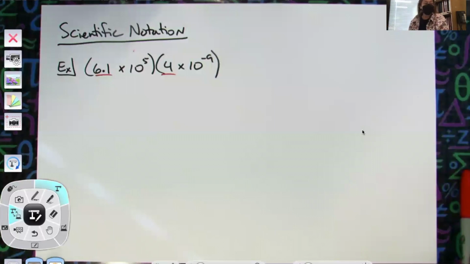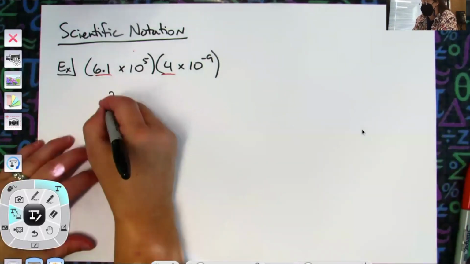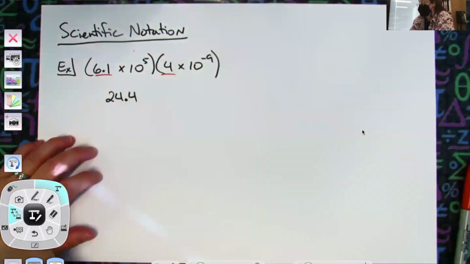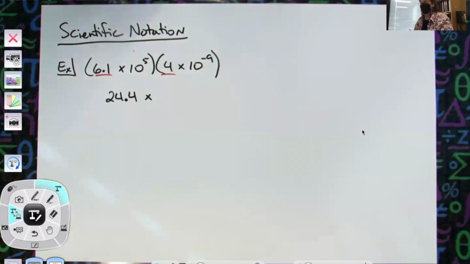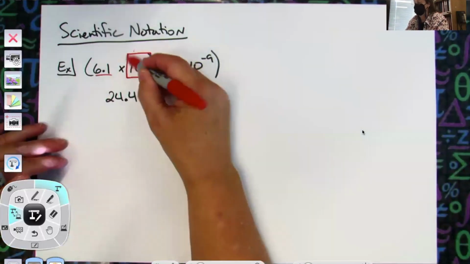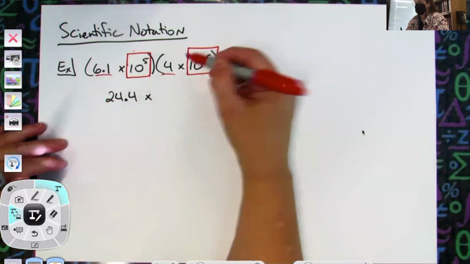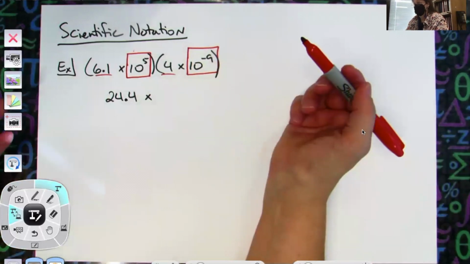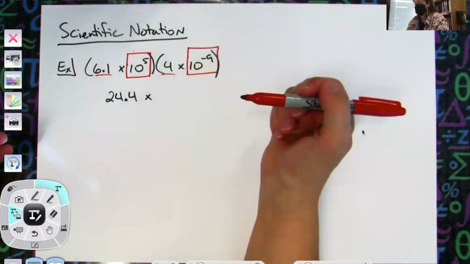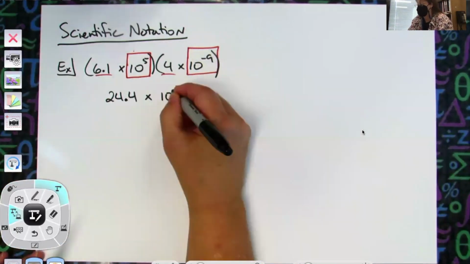6.1 times 4, that's going to be like 24.4. Okay, hopefully we can do that kind of quickly in our head. Now you just learned when multiplying like bases, add the exponents. Well, here I've got a 10 to the 5th. Here I've got a 10 to the negative 9. So I have like bases, right? The base is 10. So when multiplying like bases, I add the exponents. I keep the base the same, so 10 to the negative 4.